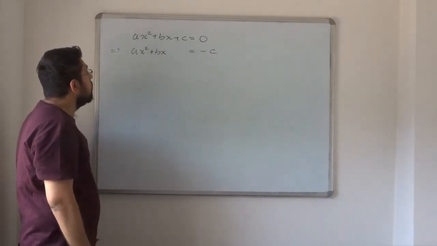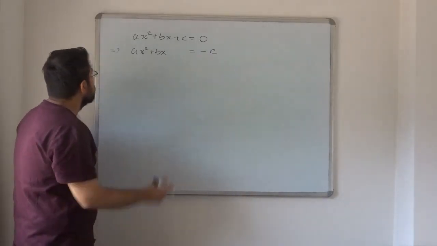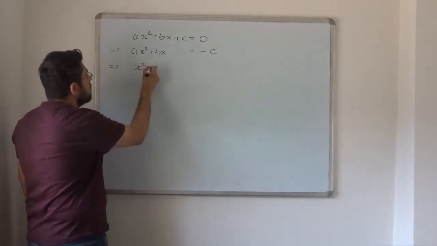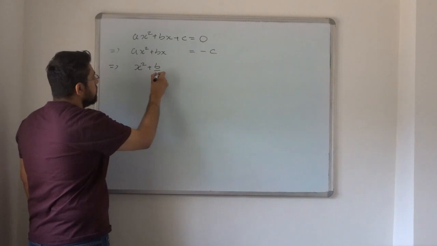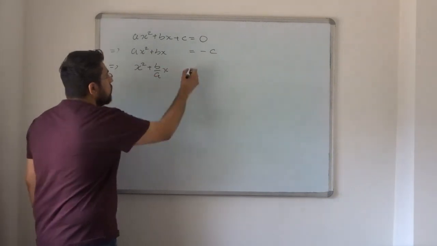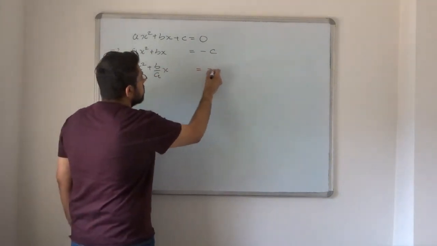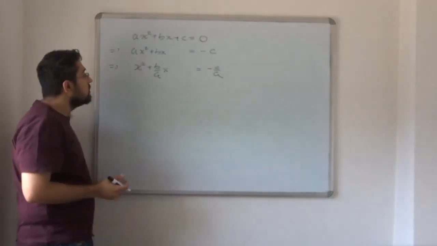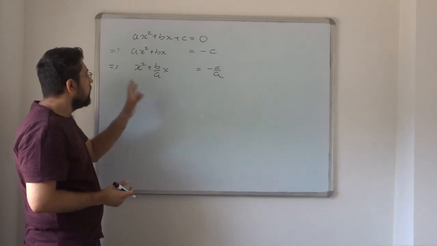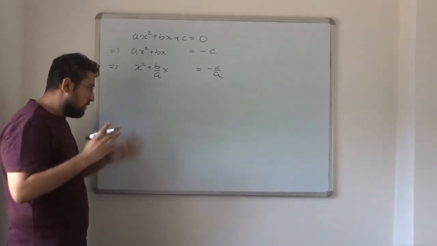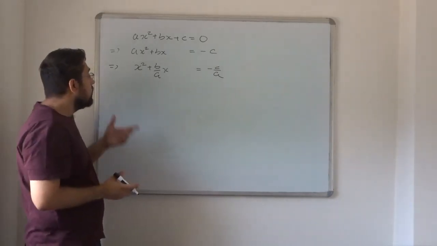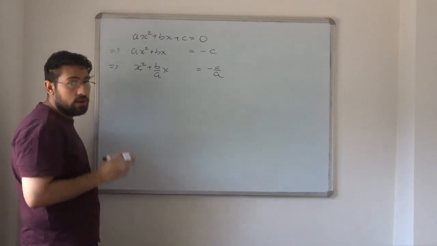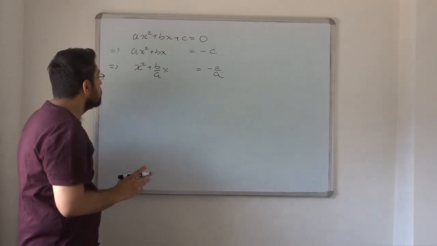So now what is the next step, guys? The next step is obviously dividing by a. So basically you get x squared plus b upon a x equals negative c upon a. Okay, so now this is where everyone has a problem. Now we are going to complete the square. So how do we complete the square? Now this is what you have to understand.